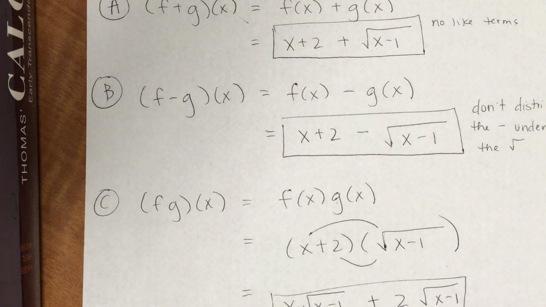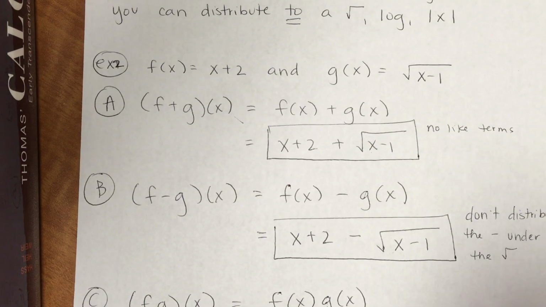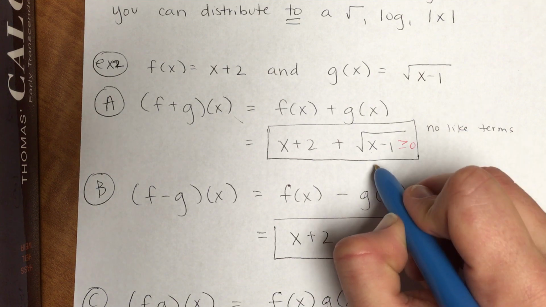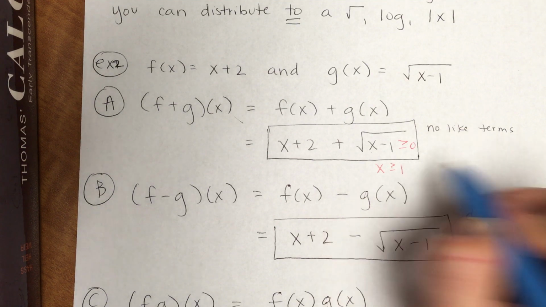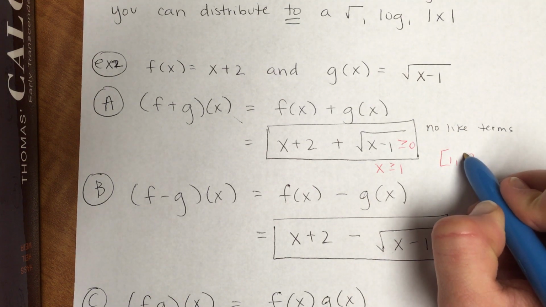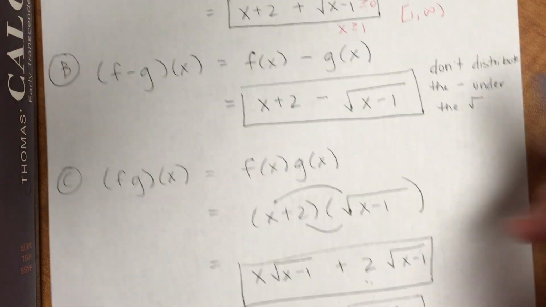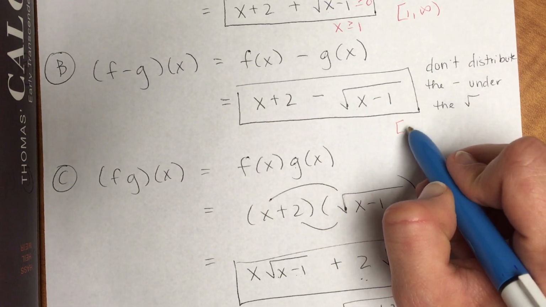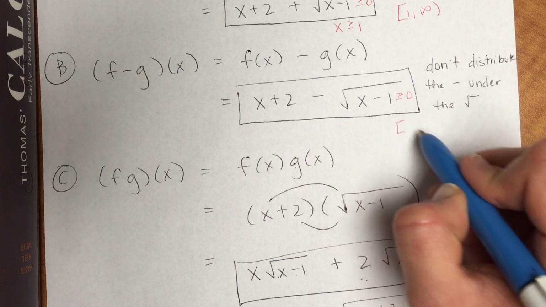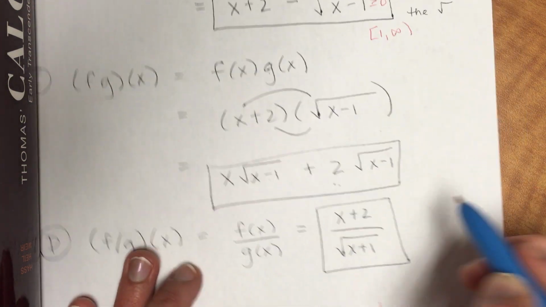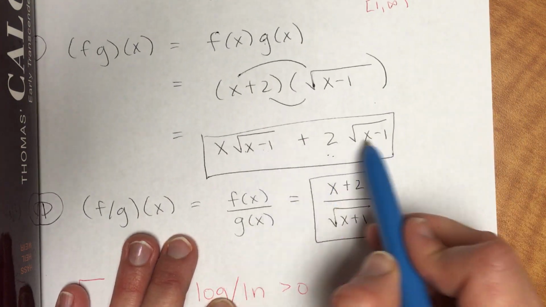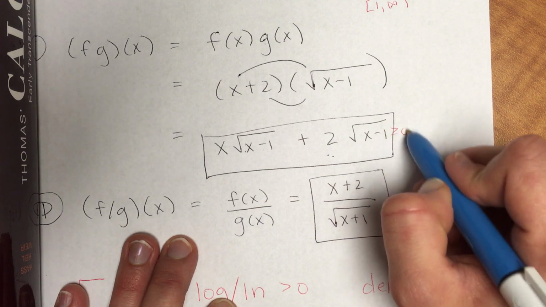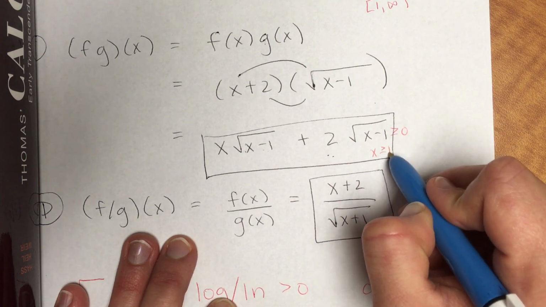Same thing here. In example A, I have a square root, so I have to set it greater than or equal to 0. So x is greater than or equal to 1. So there's my domain. Same thing, I have a square root, x is greater than or equal to 1. Same thing, I have two square roots, but they happen to be the same thing, so set them greater than or equal to 0.